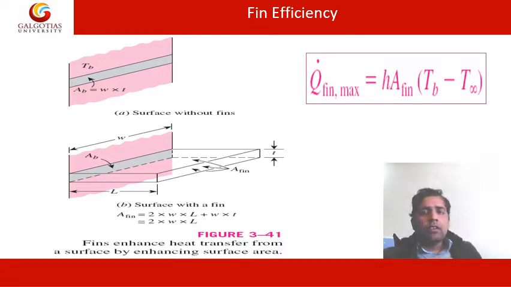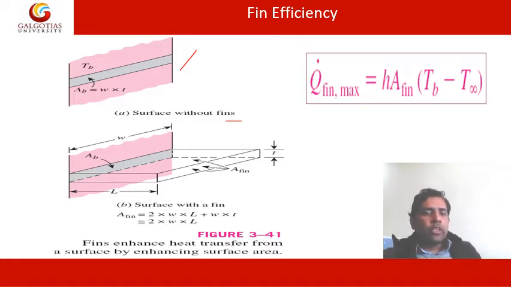Whenever we calculate efficiency, we first calculate the theoretically possible, or maximum possible, heat transfer that can happen, and then the actual heat transfer. As you can see in figure A, this is the surface without fins, and the root area on which the fin is applied is AB. AB is the cross section of the area on which the fin has to be applied.